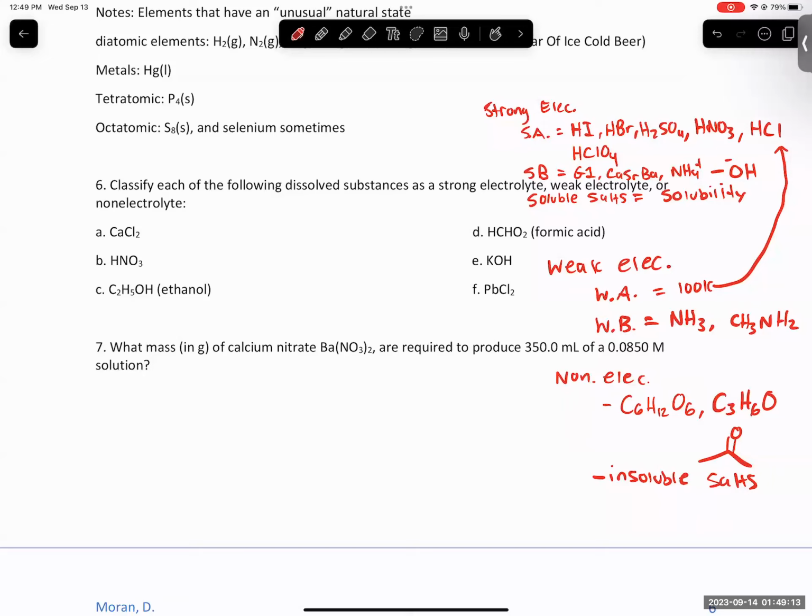All right, first one, A. Calcium chloride. So, wait, did I hear strong base? Strong electrolyte, and what subclasses would fall under? You say strong base, why do you say strong base?